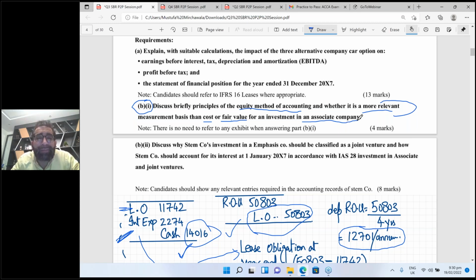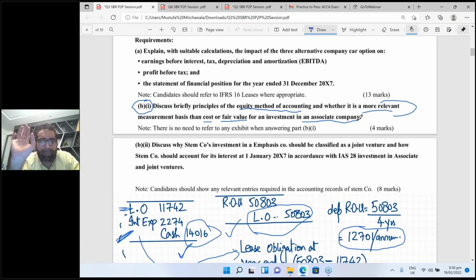Then this will be very difficult, right? So you just have to briefly discuss the principle of equity accounting. First of all, you need to define how we do equity accounting. Then after that, you need to compare it with cost and fair value, just 4 marks. That's it. And this is a general discussion, not linked to this question.